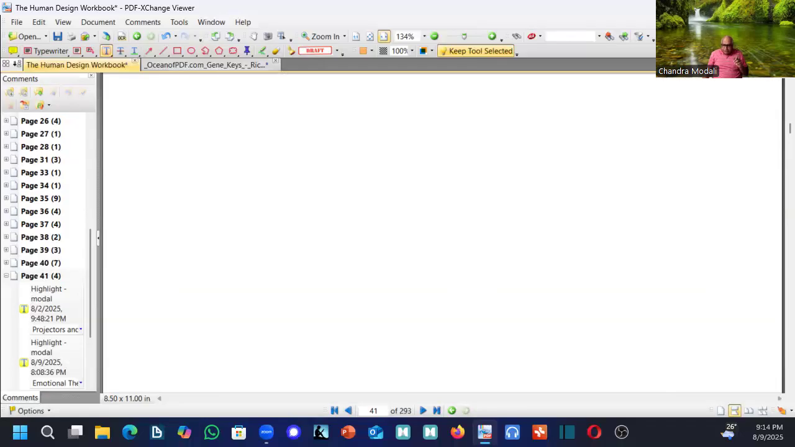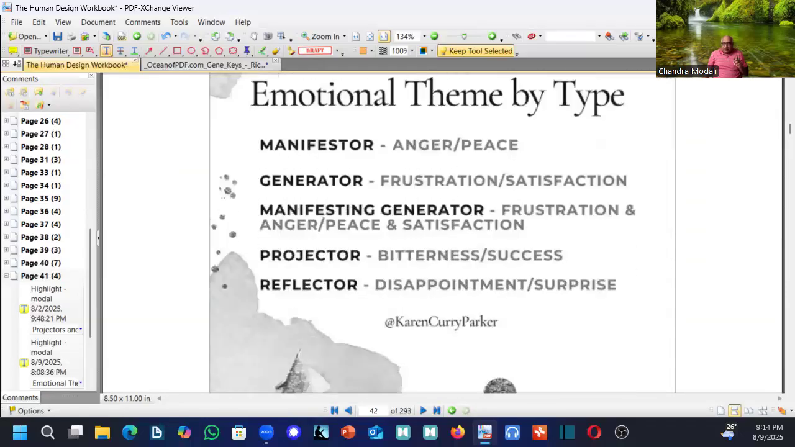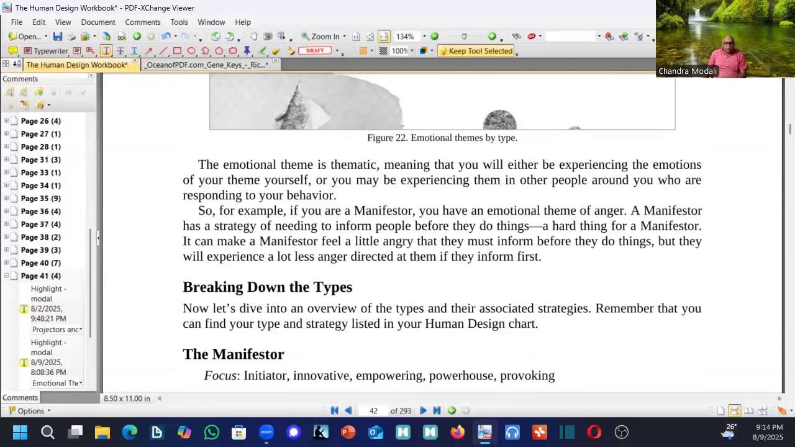Right? So instead of living under the influence of the negative side, I won't say negative side, but the imbalanced side, or experiencing the negative qualities in that, better look for the positive qualities so that you are moving smoothly. The emotional theme is thematic, meaning that you will either be experiencing the emotions of your theme yourself, or you may be experiencing them in other people around you who are responding to your behavior.